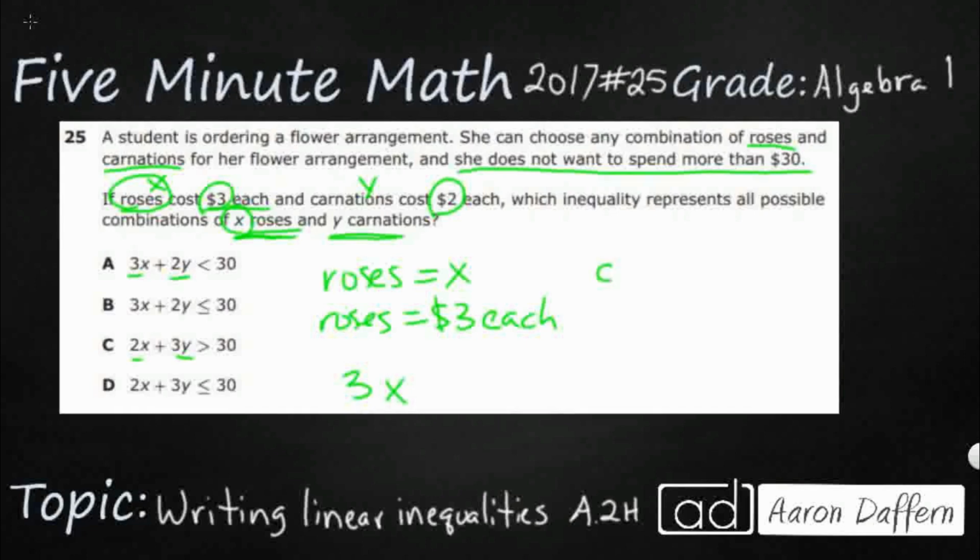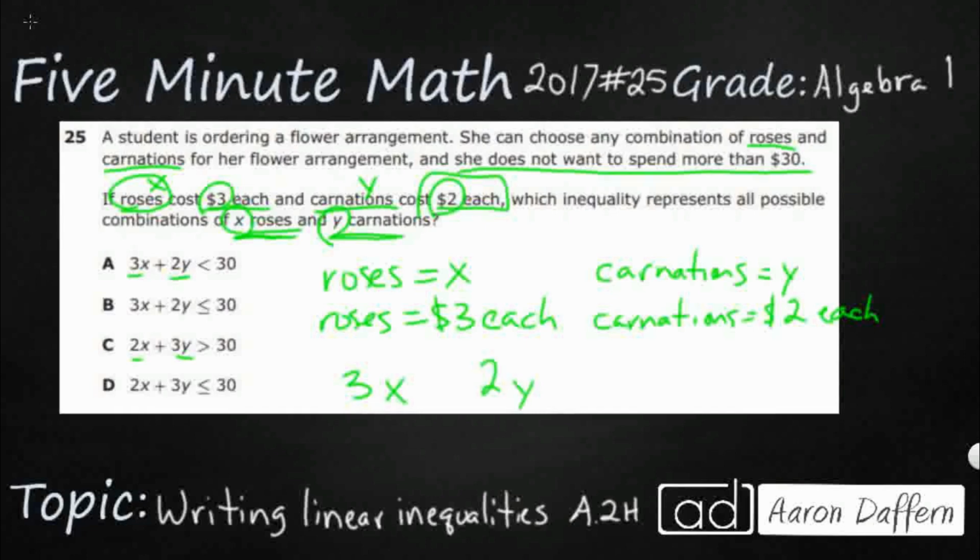Let's do the same thing for carnations. So carnations are represented by Y. And it also tells us carnations are $2 each. Right there. All right, so $2 each. All right, so that's going to be 2y, because if I want to know how many carnations cost, if it's 4 carnations, 5 carnations, I need to multiply it by 2.